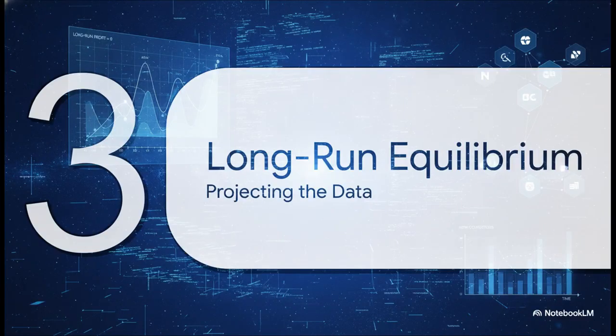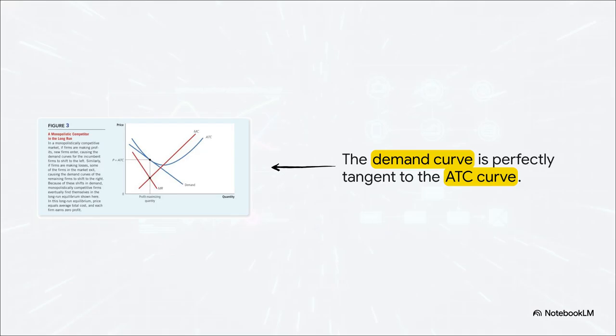Which brings us to Section 3, the long-run equilibrium, projecting the data. Sure, firms might make a quick profit or take a loss in the short run, but let's see how this all behaves mechanically over the long haul. What's really interesting here is the exact point of tangency. In the long run, as new firms see a profitable market and enter it, they start stealing customers, right? That shifts the incumbent firms' demand curves to the left. And this keeps happening until economic profit is driven down to exactly zero.